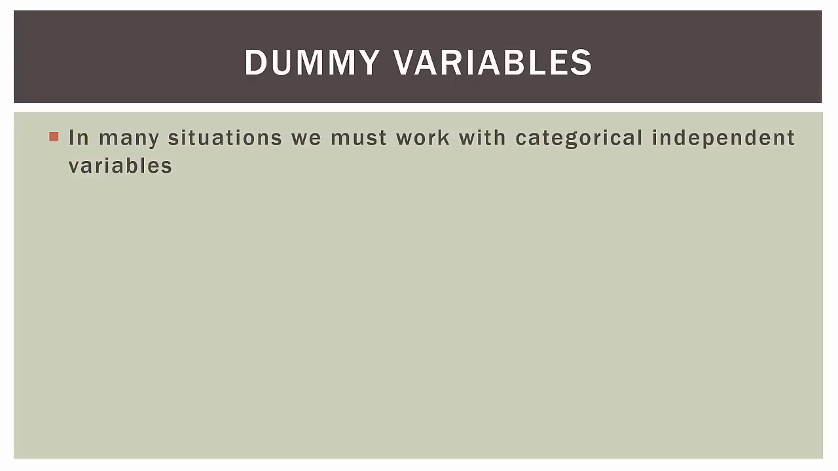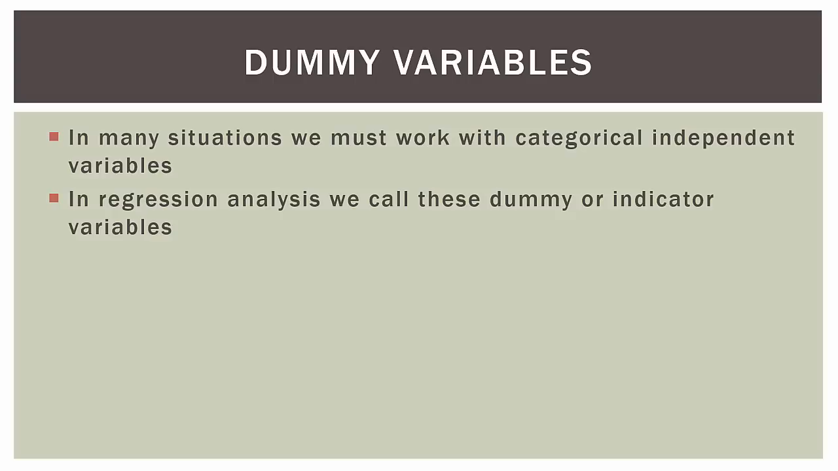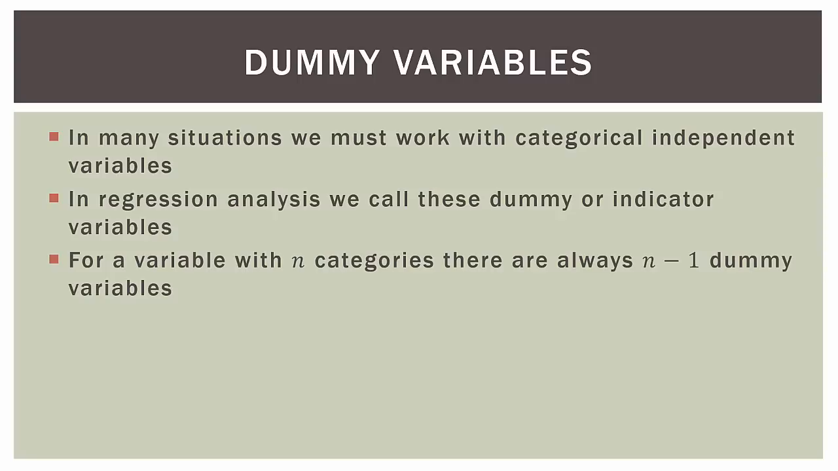So what are dummy variables exactly? Now, in many situations, we must work with categorical independent variables. So in regression analysis, we call these dummy variables, or sometimes they're called indicator variables. They mean the same thing. For a variable with a certain number n categories, there are always going to be n minus 1 dummy variables, and we'll walk through that here in a minute.